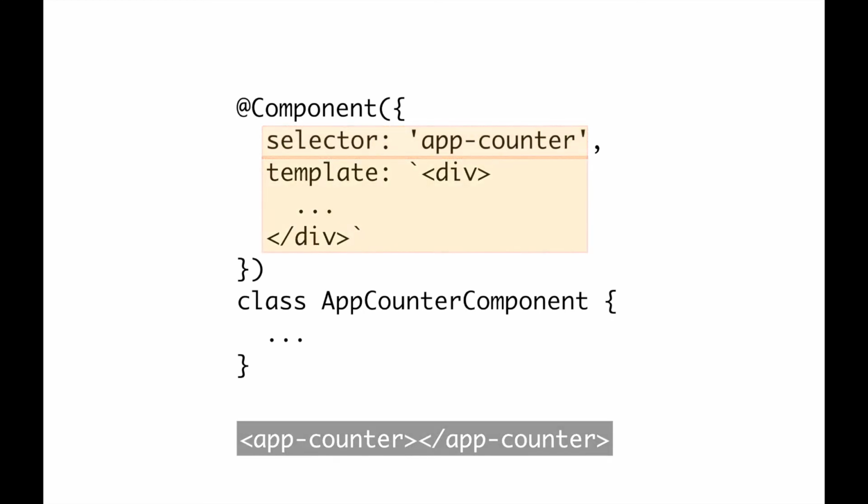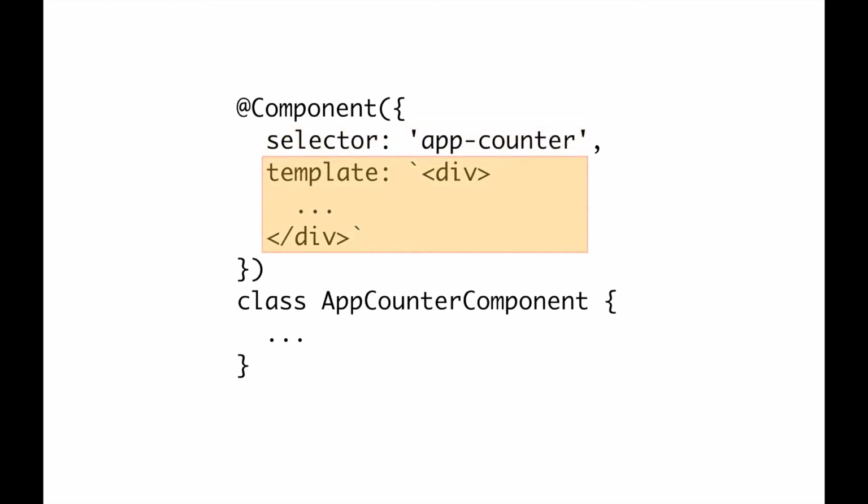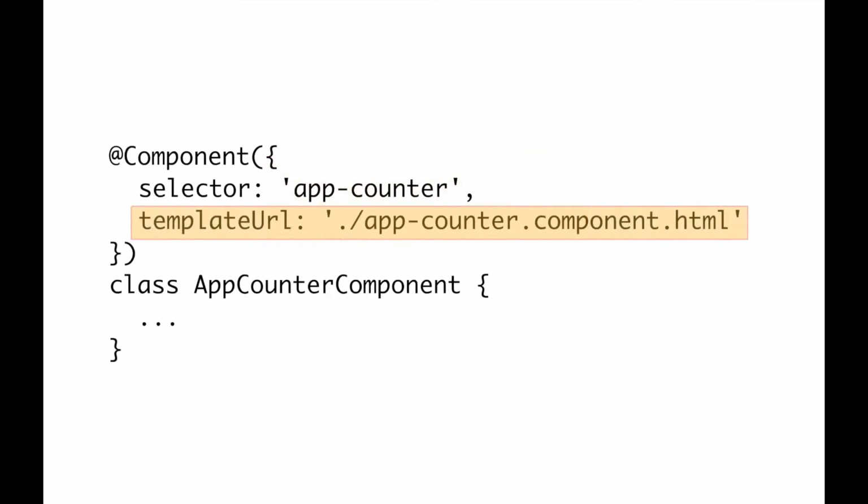The second property, template, corresponds to the HTML part of the component. As you can see, we have used ES6 template string for embedding multi-line HTML code. Alternately, the class definition and HTML can be kept in separate files. This allows modularity and separation of concerns. For this, use the templateUrl instead of the template property and assign the relative path of an external HTML file.